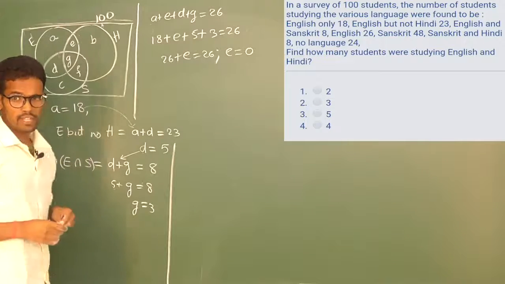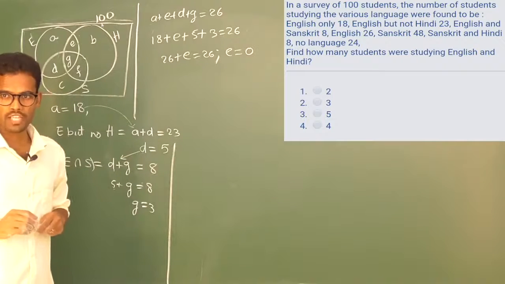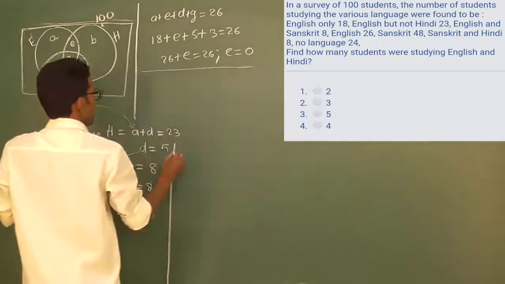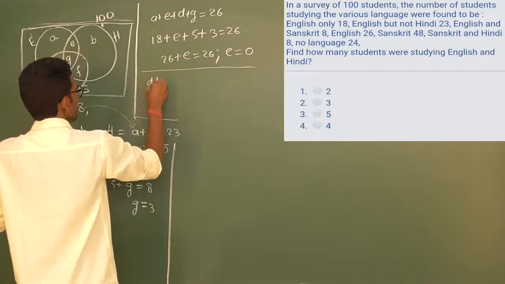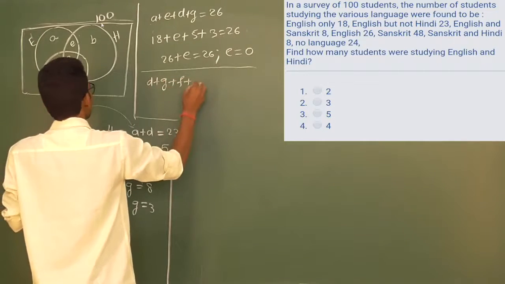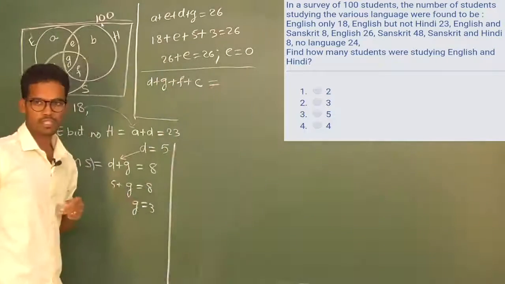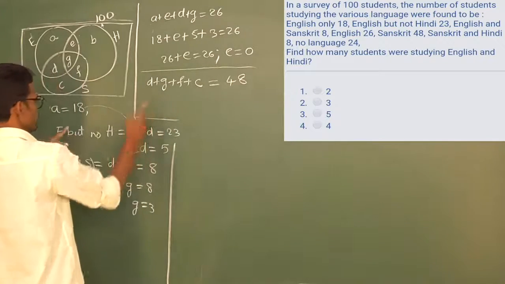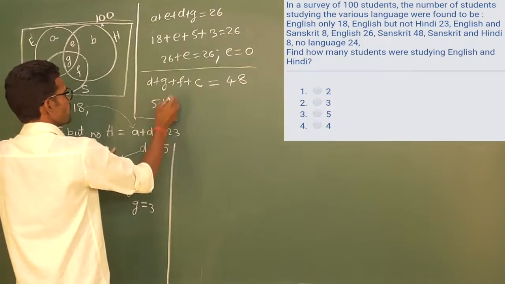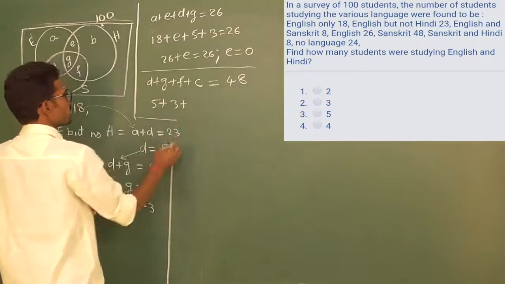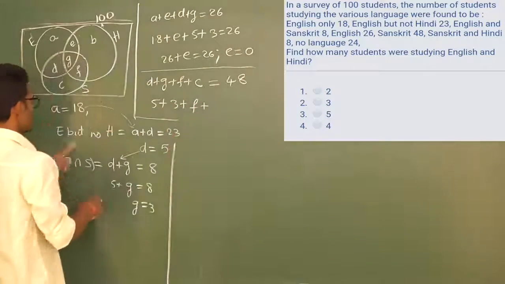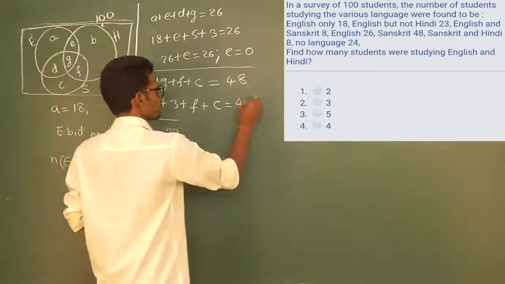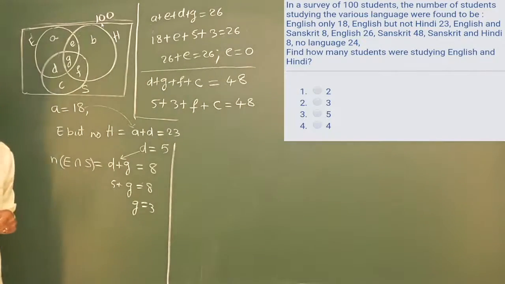Okay. Again, what they have given: Sanskrit 48. What do you mean by Sanskrit? This S part. What is the Sanskrit part? D plus G plus F plus C is equal to Sanskrit. How many Sanskrit students? 48. D we have 5, G we found 3, F we do not have, C we do not have, equal to 48. Okay, this much is clear, right?